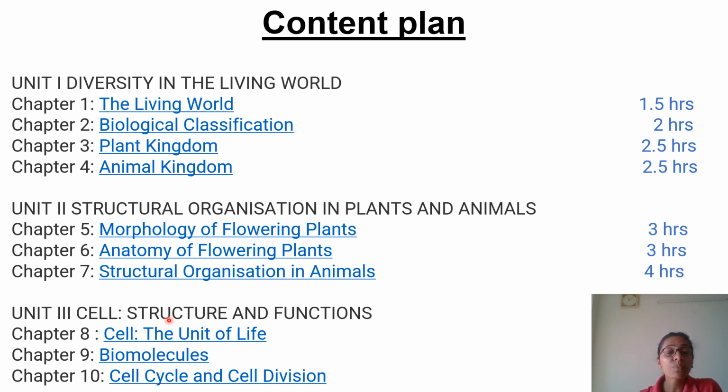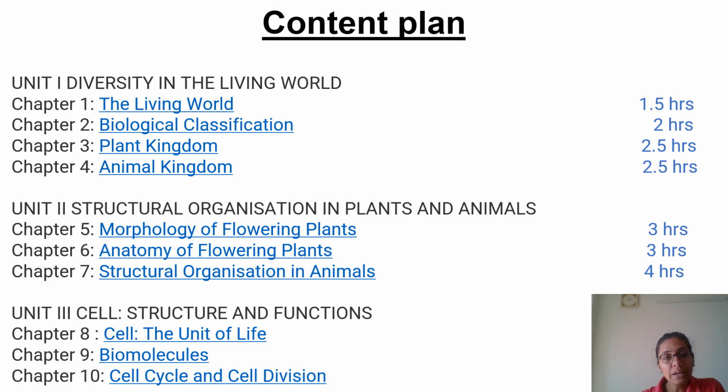Then we'll come to the third unit where we'll discuss the cell in detail. First, we'll talk about what is a cell, who has given this theory, what is the plasma membrane, what are organelles. Then we'll move on to biomolecules where we'll talk more about carbohydrates, lipids, and proteins that we have read somehow in 10th class, but now we'll discuss in more detail. Then we'll move on to cell cycle and cell division. Here we'll talk about mitosis, meiosis, what is the G naught phase, what is the S phase.